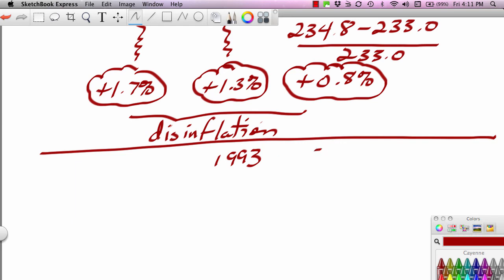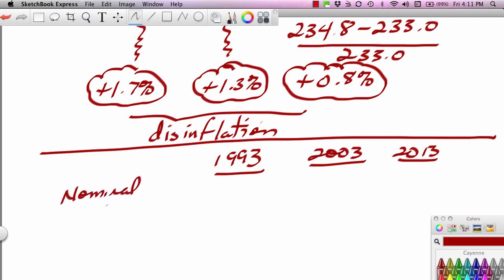Here's 2003, and here's 2013. And let me show you something. So here's the minimum wage. We're going to call this the nominal minimum wage.